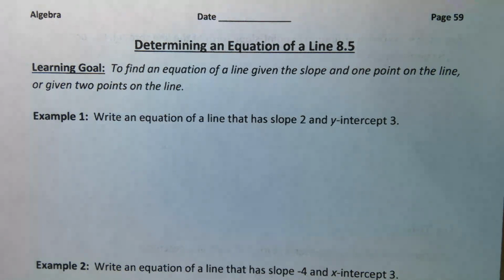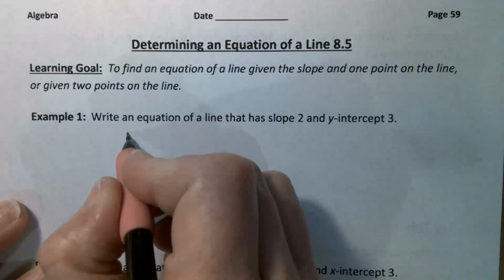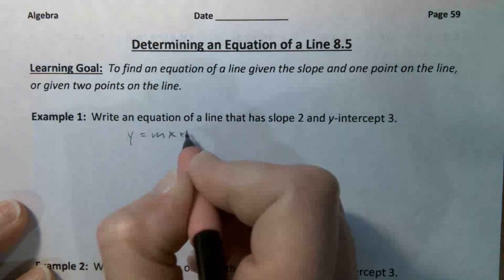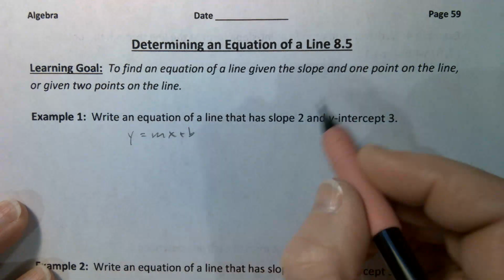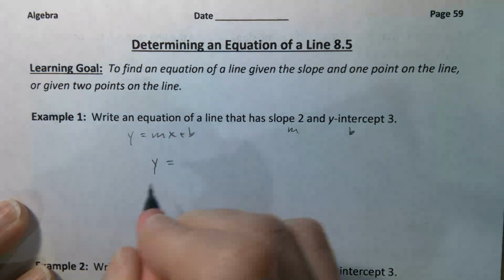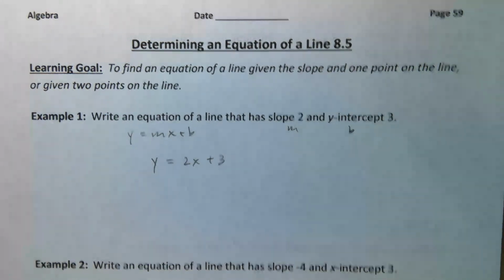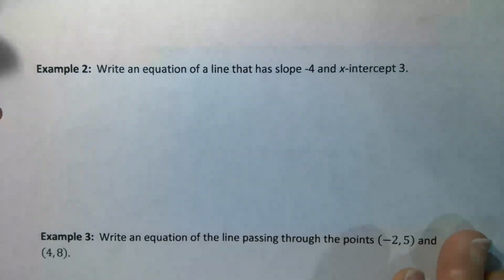It says, write an equation of a line that has slope 2 and y-intercept 3. Well, that one's pretty easy. If we use the slope-intercept form, m is my slope, b is my y-intercept. So this is going to be y is equal to 2x plus 3. Easy peasy.